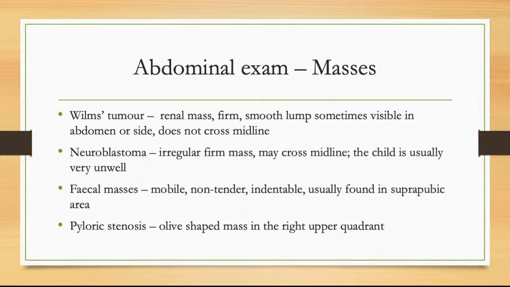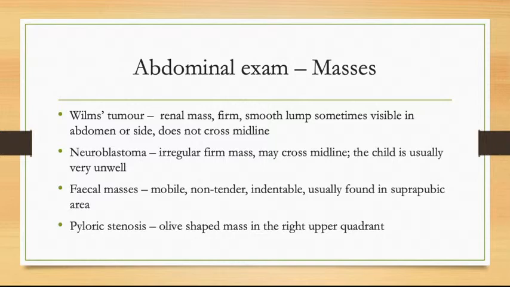So in terms of abdominal exam, you're looking for masses. If you do feel a mass, the most common one would be fecal masses due to constipation. These are usually mobile, non-tender, and found around the suprapubic area. Other masses that are not common, but you shouldn't really miss, would be Wilms tumor.